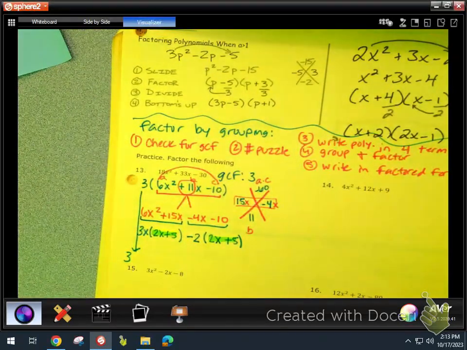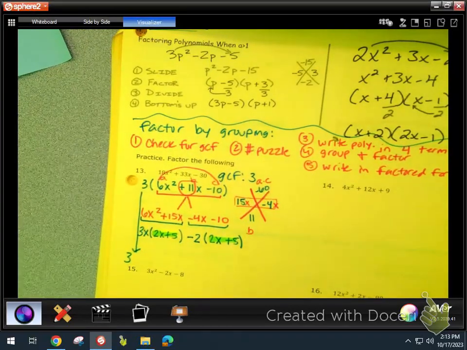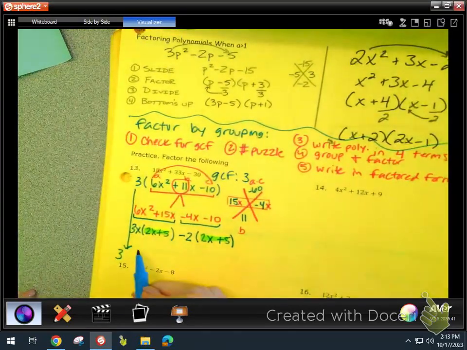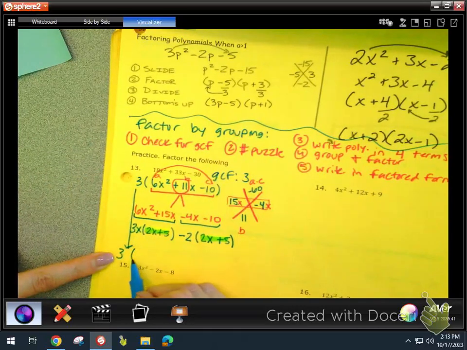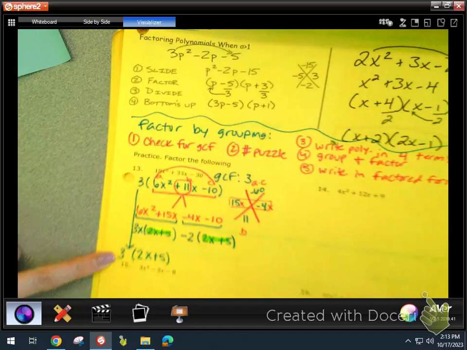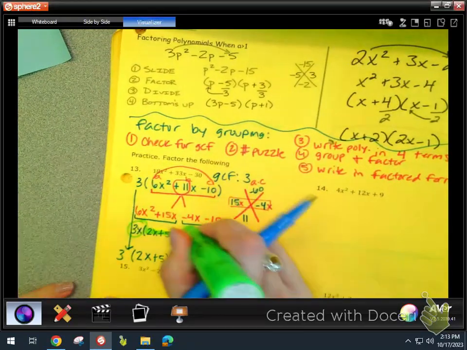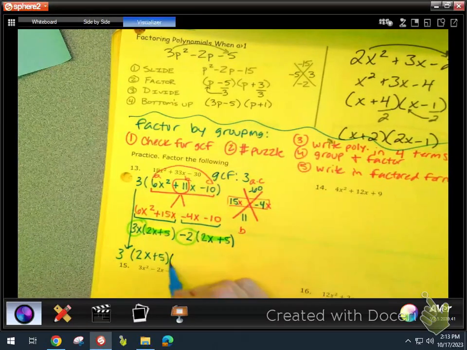No. Now, your final factored form, the parentheses that was left over when you took out your GCFs, makes up one of your factors. So here's my answer blank. I have my GCF drop down. I have my matching. 2x plus 5 is a factor. What's the other factor? 3x minus 2.